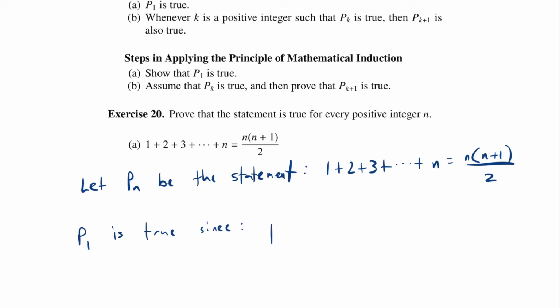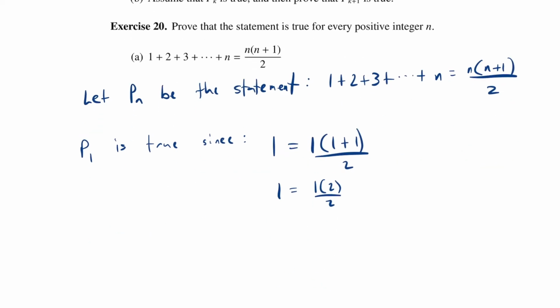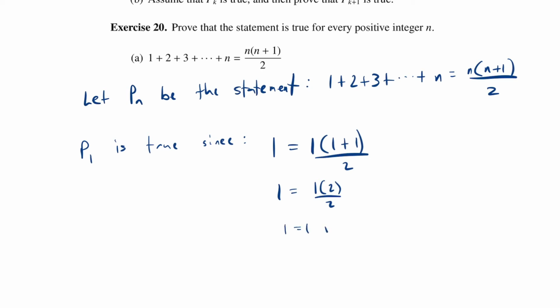1 is equal to, on the right side, you substitute 1 in for n. So if you do that, you're going to get 1 times 1 plus 1 over 2. That's 1 equals 1 times 2 over 2. And clearly that is 1 equals 1. So that means that P sub 1 is true.